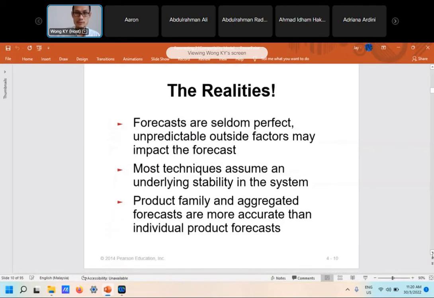Realities that you have to know: forecasts are seldom perfect. In fact, they are not perfect at all. Why? Because there are many unpredictable external factors that can impact our forecast. Most techniques that you learn in the class assume a certain degree of stability in the system. Meaning that we assume whatever we forecast is quite stable and not affected by other factors such as political factors, economic factors, and social factors.